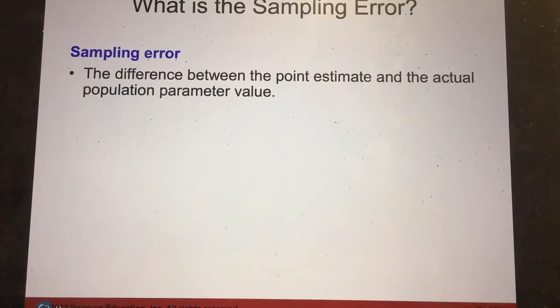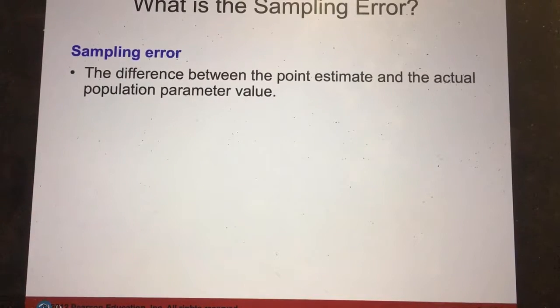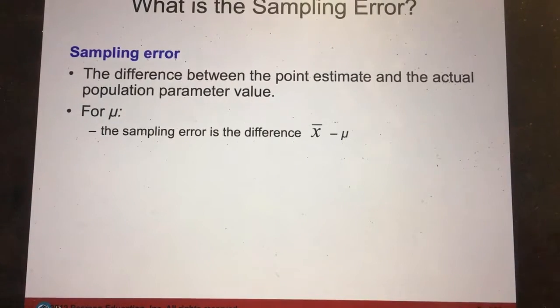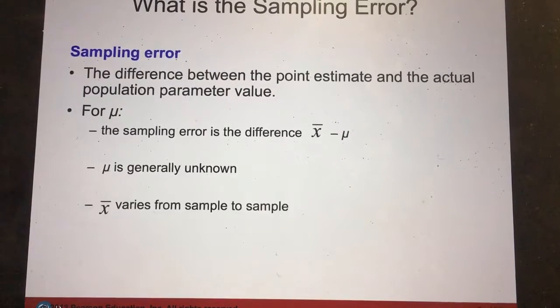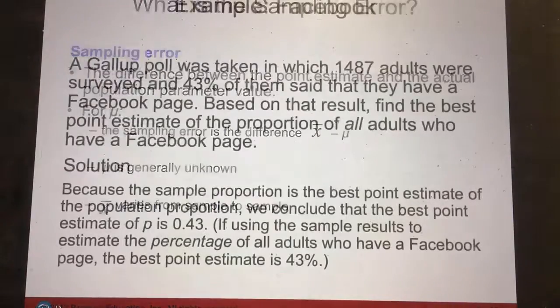So what is a sampling error? The sampling error is the difference between the point estimate, in this case the p-hat, and the actual population parameter, in this case the P. So for the mean, it is x-bar minus mu, and for the p-hat it's going to be p-hat minus P.